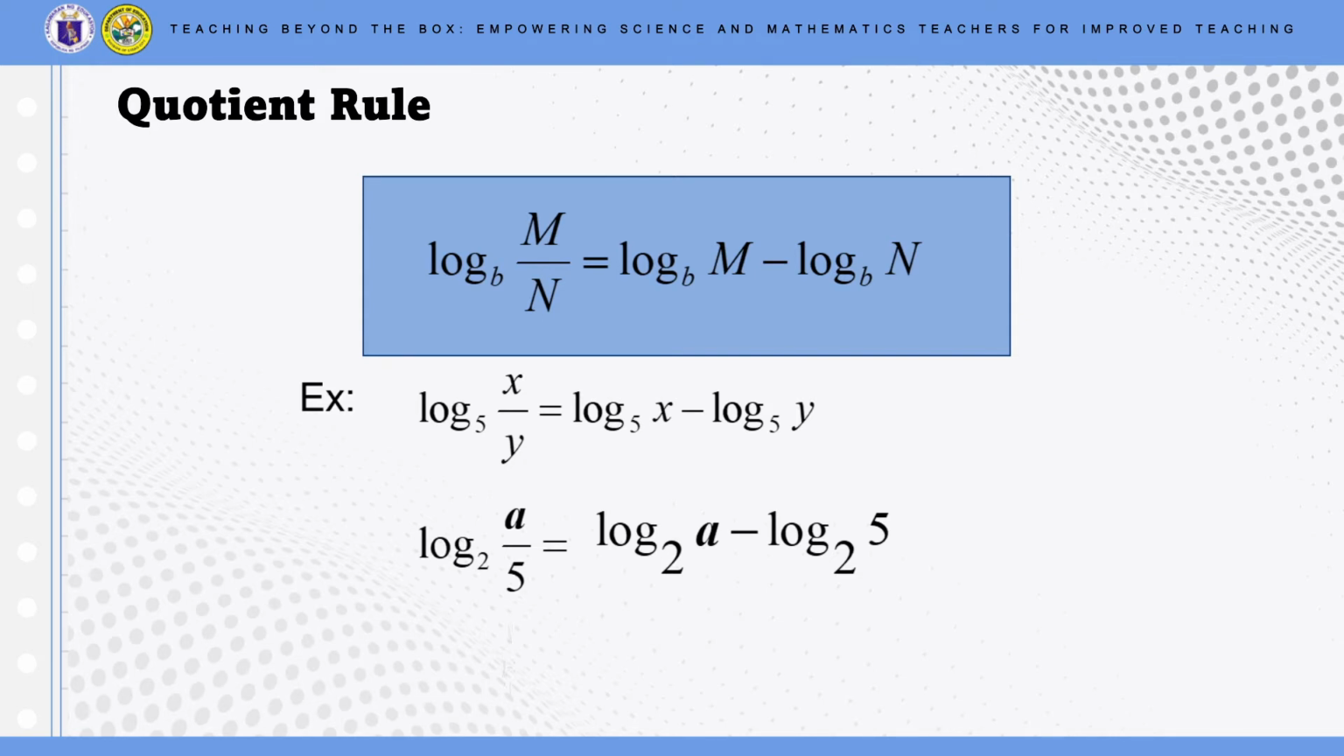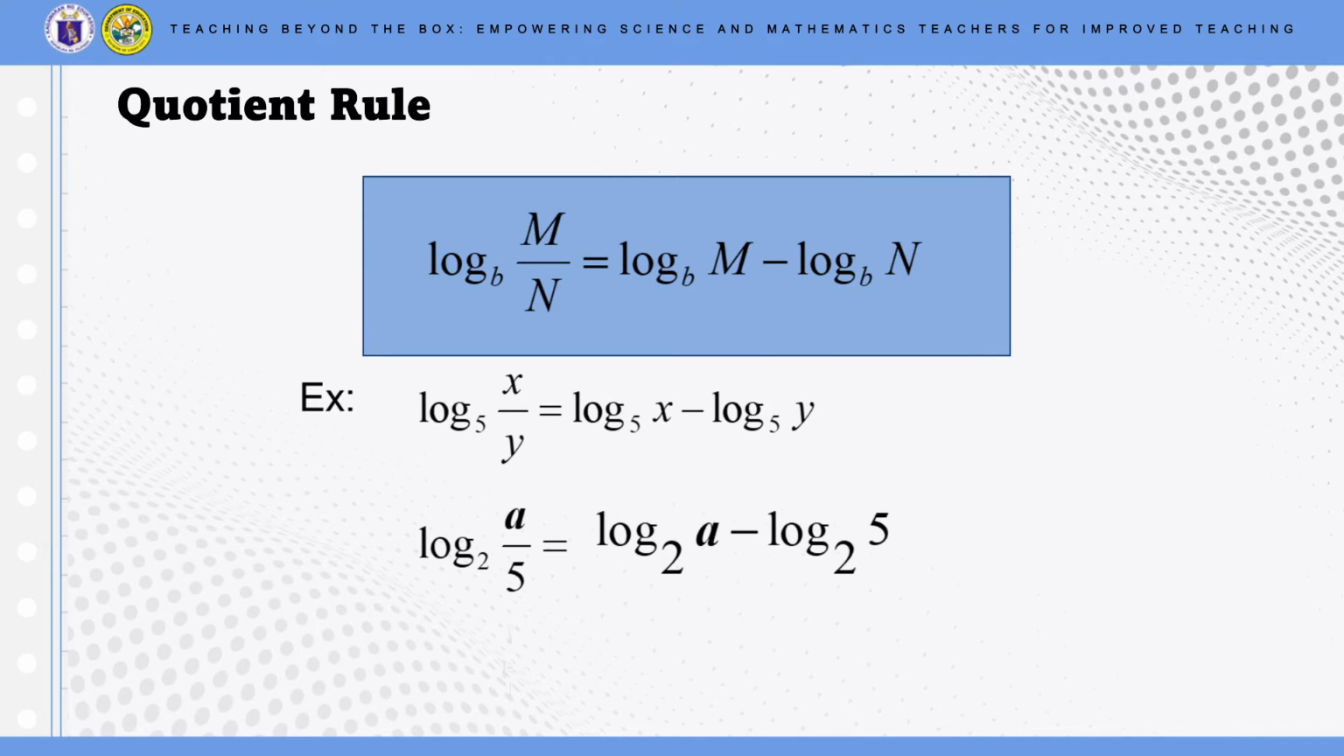The power rule. The logarithm of m raised to x base b is equal to x times the logarithm of m base b. For example, the logarithm of b raised to 2 base 5 is equal to 2 times the logarithm of b base 5. Another example, we have the logarithm of 5 raised to x base 2 is equal to x times the logarithm of 5 base 2.